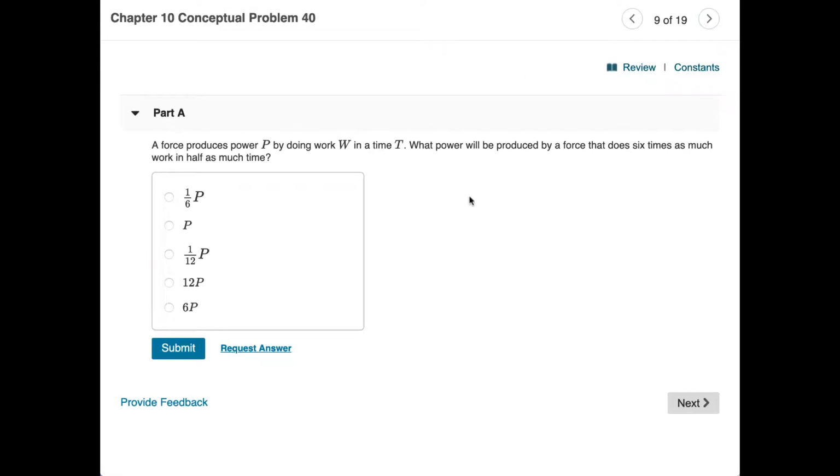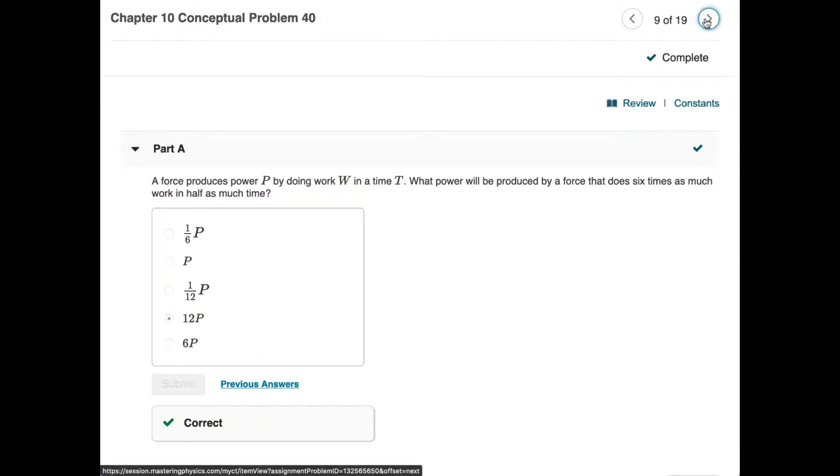A force produces power P by doing work W in time T. What power will be produced by a force 6 times as much in half the time? Well, power is going to be the work divided by the time. So if I have 6 times as much work, that's a 6 in the numerator. In half the time, that's a 1/2 in the denominator. Well, a 1/2 in the denominator is as good as a 2 in the numerator. That's 12 times the power. It did more work in less time. That's 12 times more powerful.